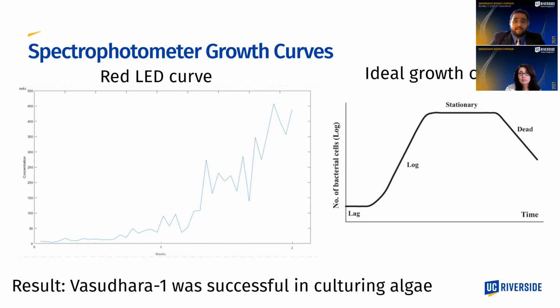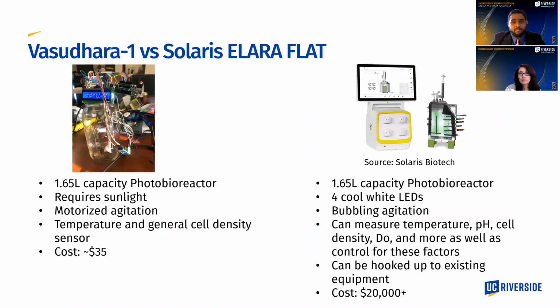So what does this mean? This means that Vasudhara 1 was successful in culturing its algae. Now that we know that Vasudhara 1 works, the next question is, how does it fare against its competitor? Here is a Solaris LRO flat, which is a state-of-the-art photobioreactor used in a variety of labs.